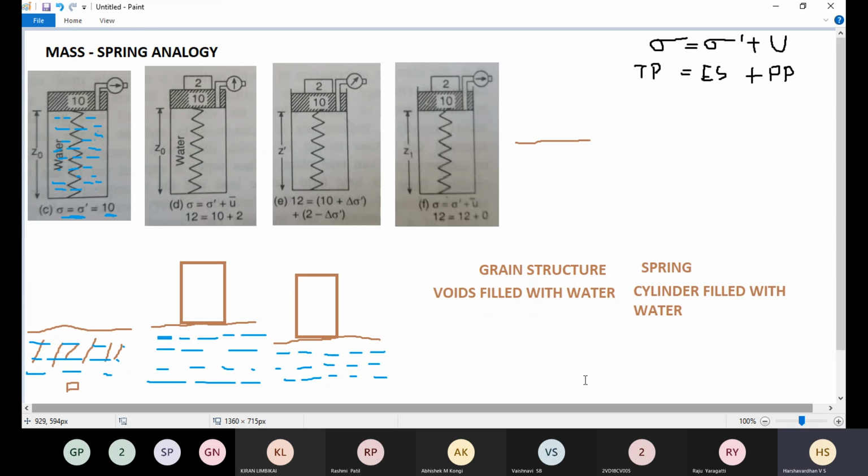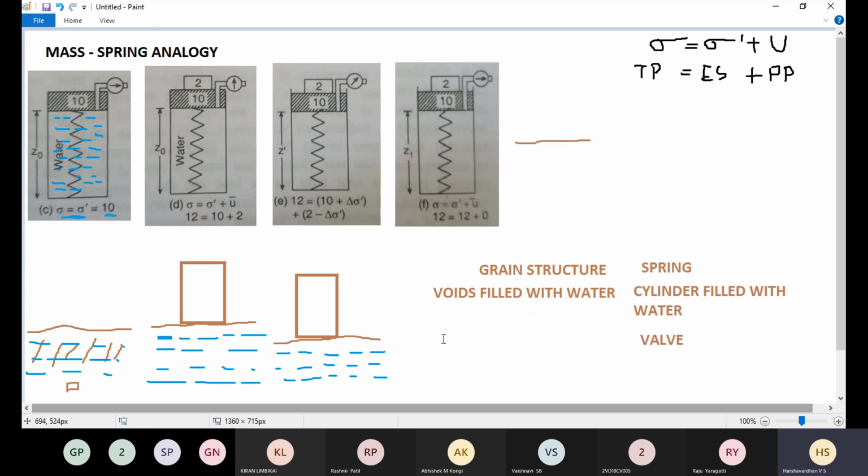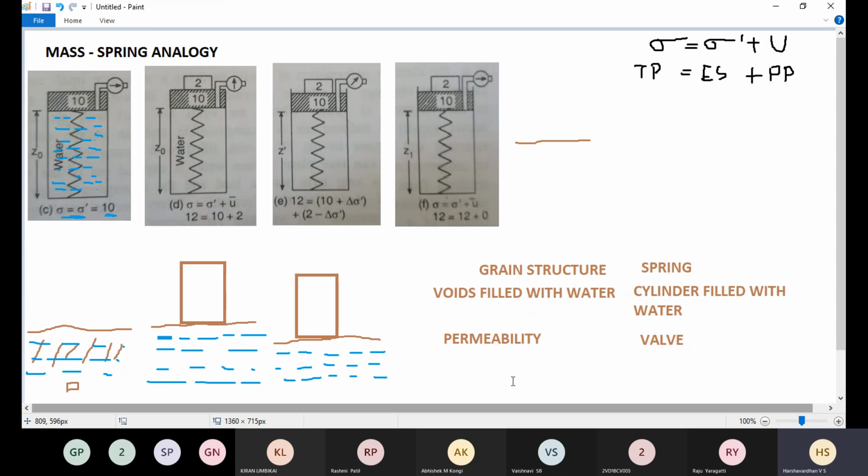Okay. Next, this valve represents the permeability of the soil. When the valve is closed, the water cannot flow. The pore pressure cannot be dissipated. Only when the valve is open, there is dissipation of pore pressure. So this is called the mass spring analogy.